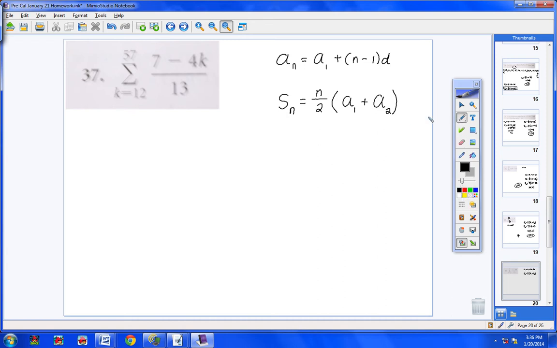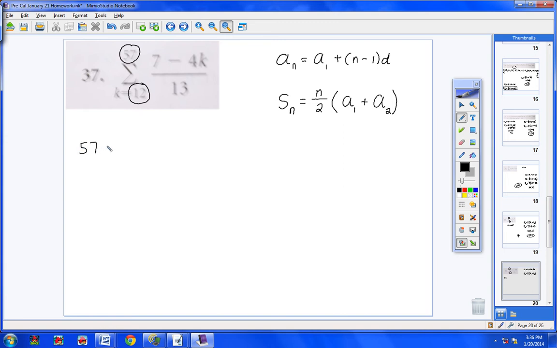Don't be surprised if I throw a curveball at you on a test and give you one that you can't do. Make sure you have an arithmetic sequence, and we do. So since we know that, we can use this formula. So the sum of how many terms? Well, we're going from the 12th term to the 57th term.